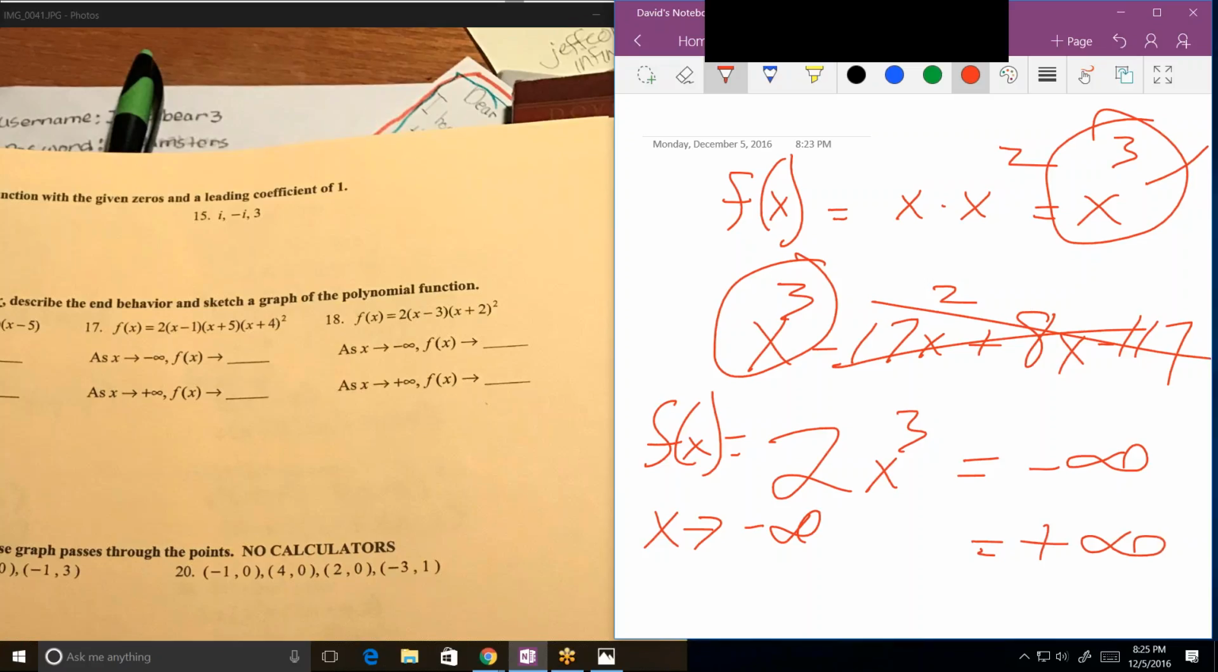When you're plugging in infinity, it's just like plugging in a number. You might as well plug in the number minus 2 or plus 2 and see what your answer is. Is it minus or is it plus? Since we're working off of an x cubed, if I plugged in minus 2, I'd get minus 8. So if I plug in minus infinity, I get minus infinity. But if I plug in a plus 2, I get plus 8. So if I plug in plus infinity, I get plus infinity. And those are the only rules you need to know: minus infinity times minus infinity is plus infinity, and three minuses together is minus. All right, cool.